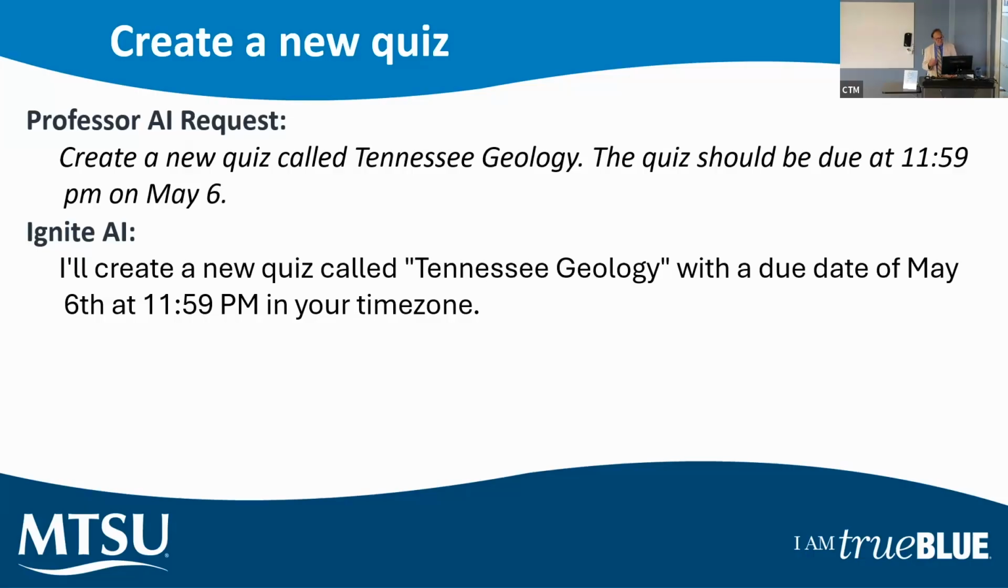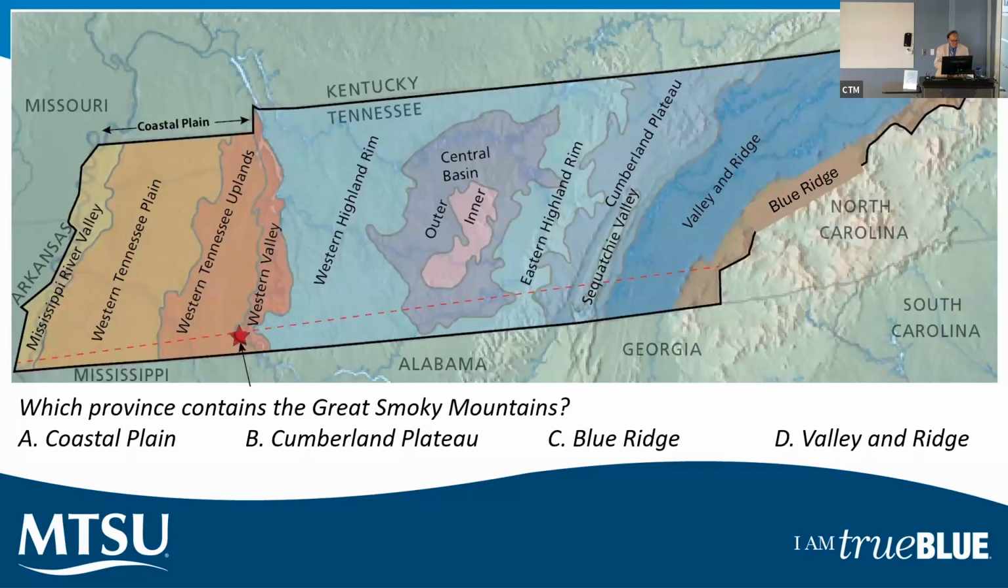I said, let's put a quiz in that module. Create a new quiz called Tennessee Geology, and the quiz should be due at this time and on this day. Well, once again, D2L, Canvas, any of these systems, yeah, I could do that by click, click, click, click, click, and a little bit of typing, but why not just tell it in plain language? Since it's a pretty good AI, it's based on Claude's Haiku, it knows what this means, it knows what to do. And right away, I'll do it, said Ignite AI. And it created that quiz.